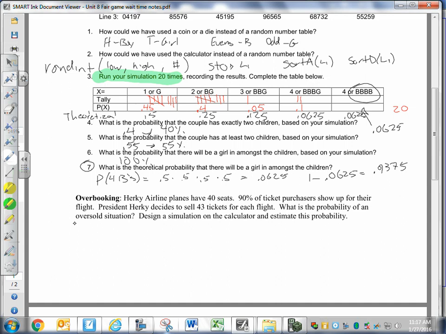I just want to do one flight. One situation where President Herky sells 43 tickets. I want to see how many people showed up for that flight. How can I do that? I like that idea, but it's going to be a little too complicated from 0 to 99, but it'll work. I got one person who's got the right idea. Anybody else?